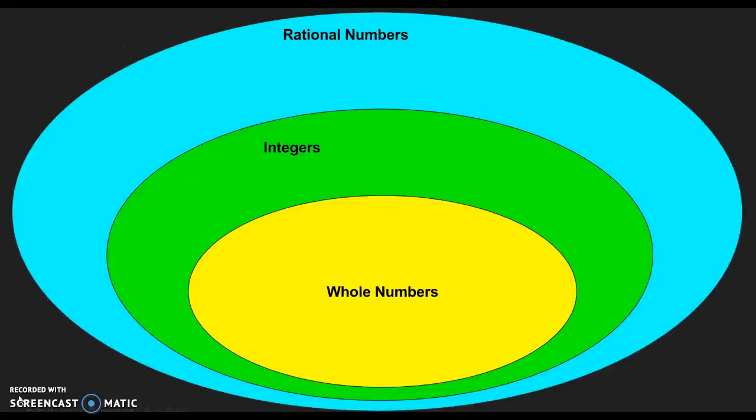You can use a Venn diagram to classify numbers. Your whole numbers we've studied already are 1, 2, 3, 4, and all of the counting numbers or natural numbers, which are whole numbers, and 0.